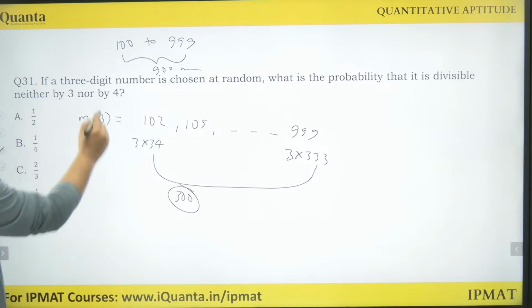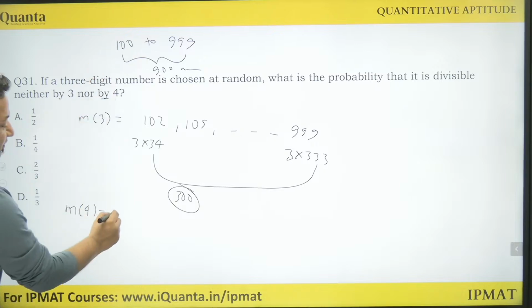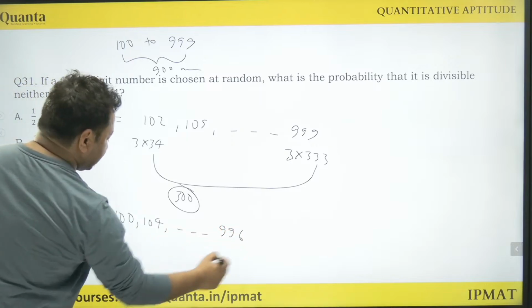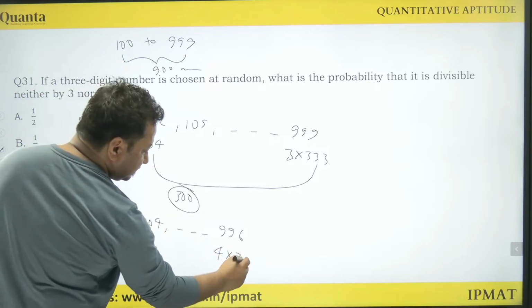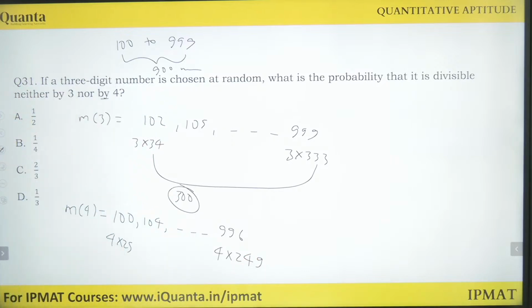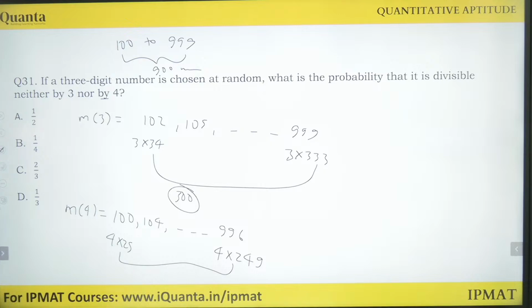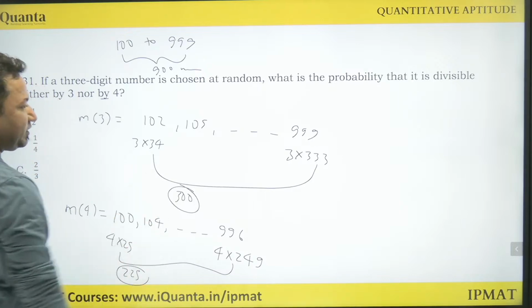Now coming to multiples of 4. How many multiples of 4 will we have? Starting from 100 as the first multiple, then 104 and so on till 996. This is the 25th multiple of 4 and this is the 249th multiple. So how many multiples do we have here? Calculate from 25 to 249. 225 multiples. 225 multiples of 4, 300 multiples of 3.